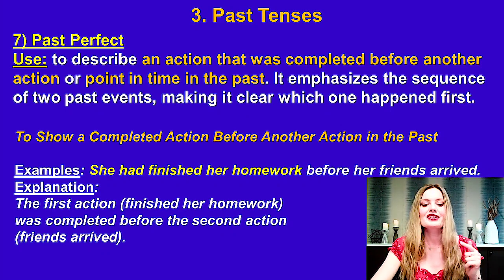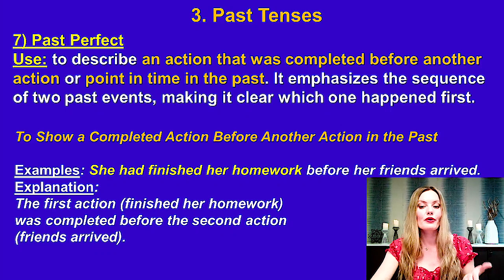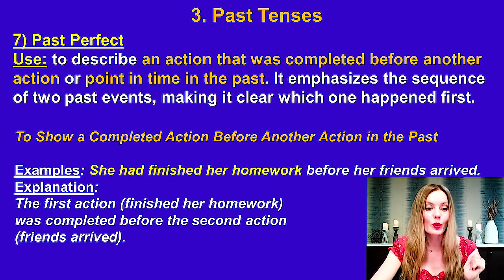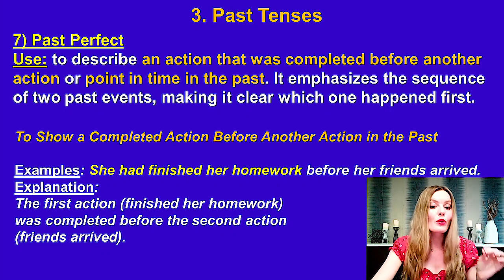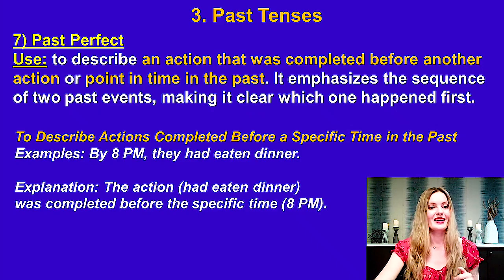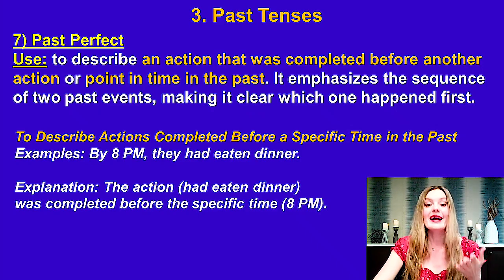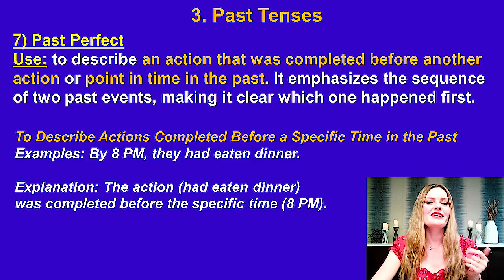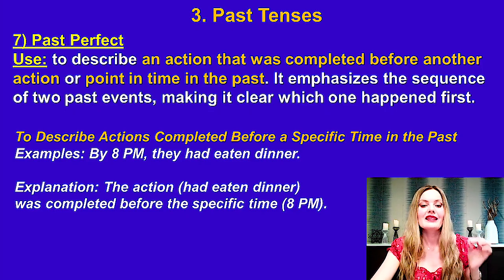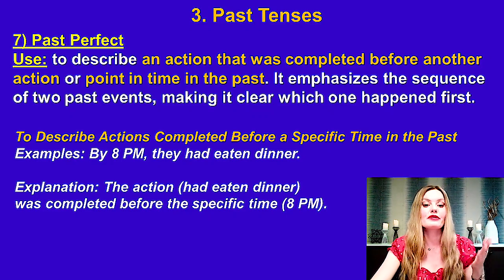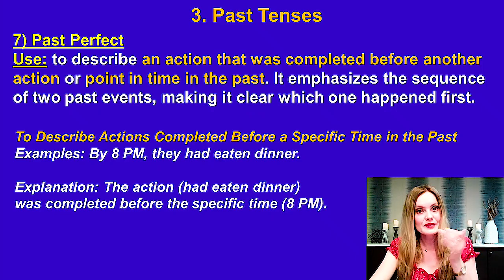For example, she had finished her homework before her friends arrived. The first action, finished her homework, was completed before the second action, friends arrived. Also, it is used to describe actions completed before a specific time in the past. For example, by 8 p.m., they had eaten dinner. The action, had eaten dinner, was completed before the specific time, 8 p.m.